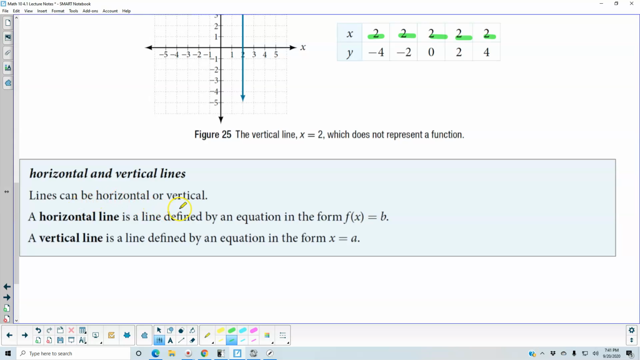Now, horizontal and vertical lines. Lines can be horizontal or vertical. A horizontal line is a line defined by an equation in the form of f of x is equal to b. A vertical line is a line defined by an equation in the form x is equal to a.